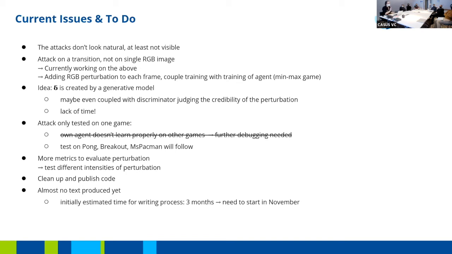Okay. So at the moment I'm working on this, and I try to add the perturbation to each frame instead of each transition. Another way is to couple the training of the perturbation with the training of the agent receiving the perturbed frames. So somewhat an adversarial training coupled with the training of the perturbation itself, which is somewhat similar to how generative adversarial networks work, at least from my understanding. And this is how I want to maybe achieve the natural looking perturbations.